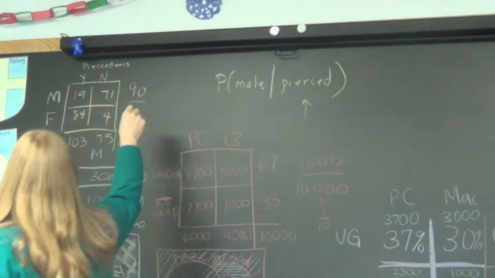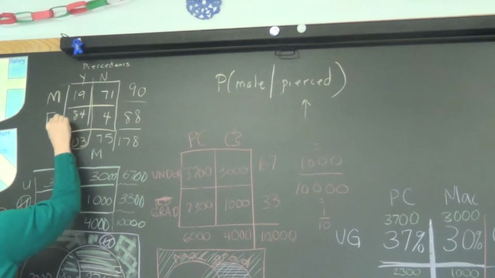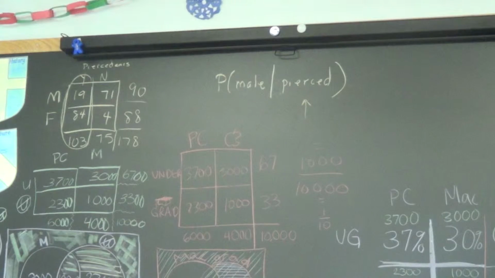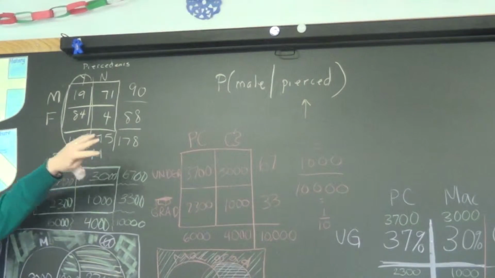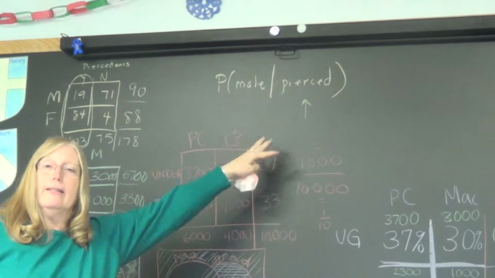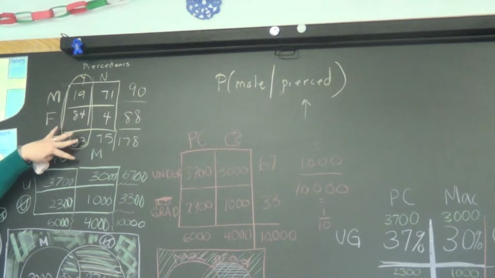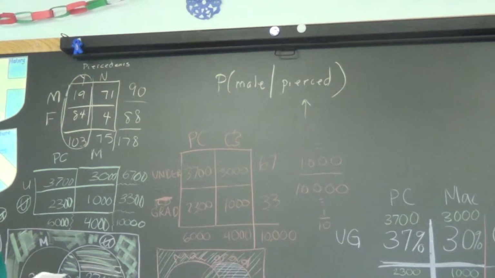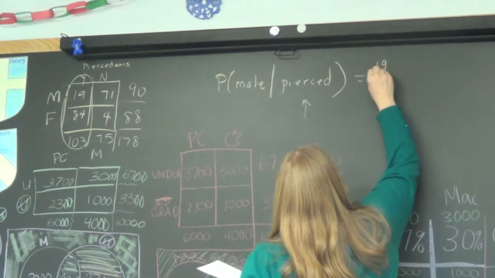So that means I am staying in yes pierced land. So I'm actually going to circle that because I am only going to work this problem for people who are pierced. So I always go to the given, pierced. And then the probability of being a male in this column is what? 19 out of 103. See how I got those numbers?